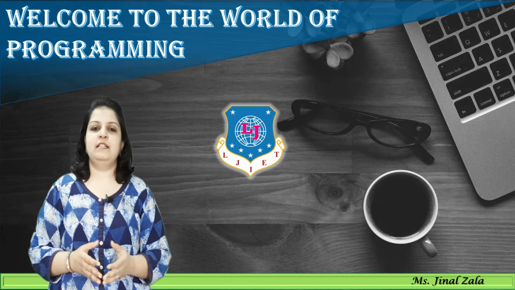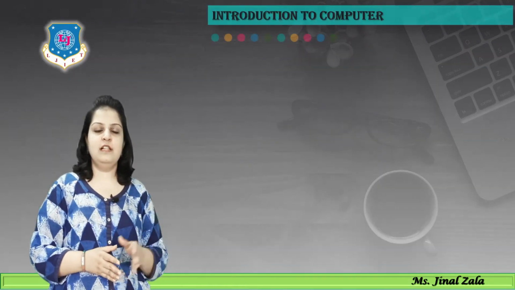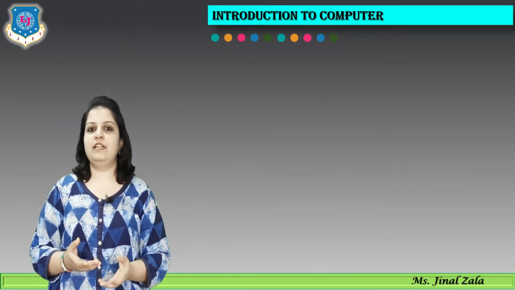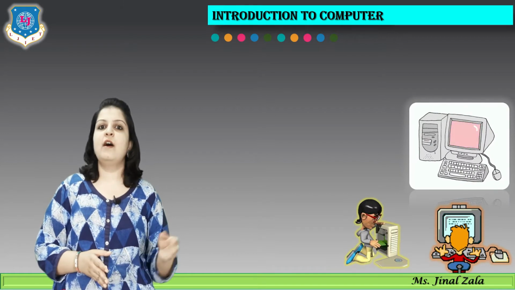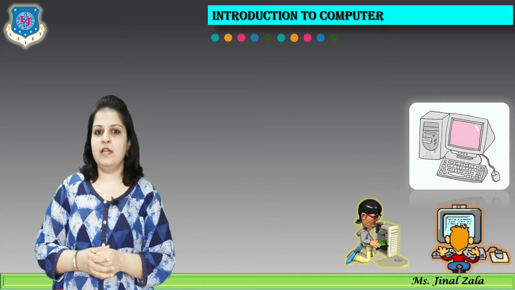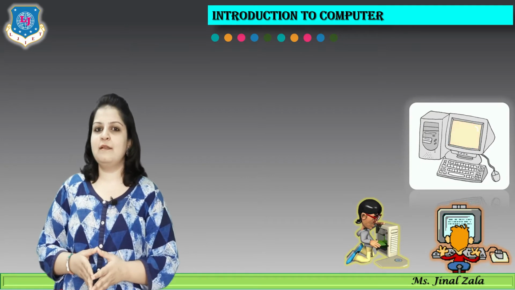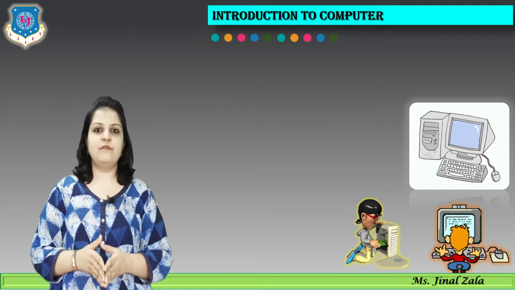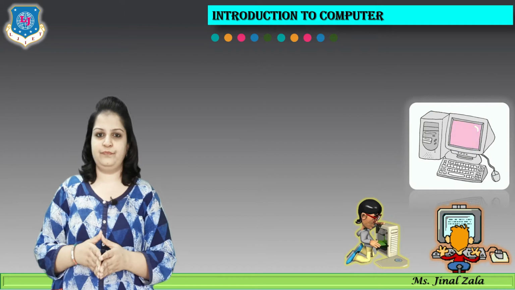Which are the topics we are going to learn? So let us see. First of all, this is computer. And what is the definition of computer? Computer is a combination of hardware and software. Now, what do you mean by hardware? It is nothing but the physical part of computer. And what do you mean by software? Software is a set of programs, or we can say instructions.